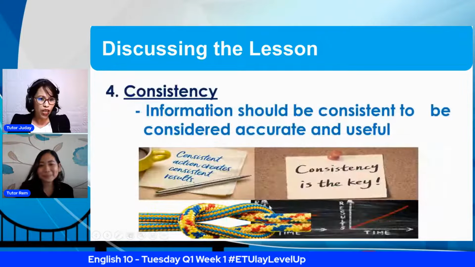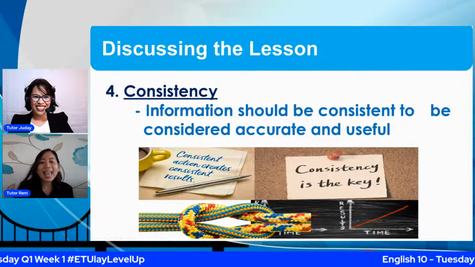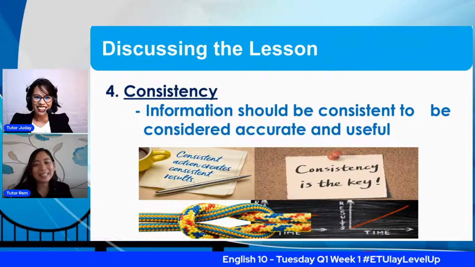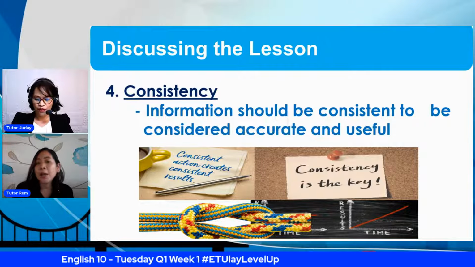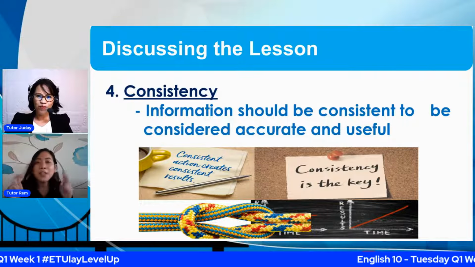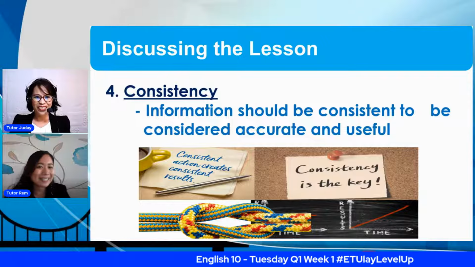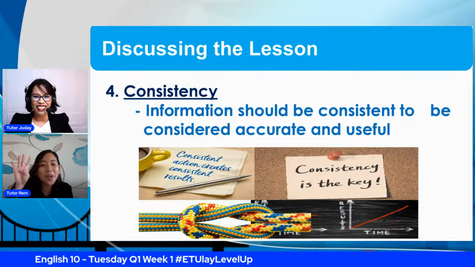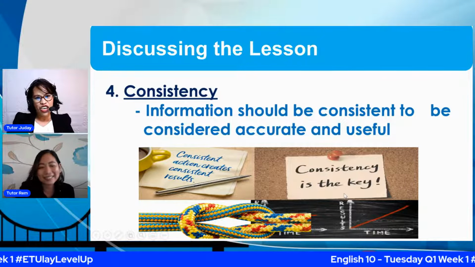And, of course, Tutor Guide Ram, number 4. Now we're down to number 4, consistency. The information should be consistent to be considered accurate and useful. The word there, wanderers, consistency. Now we're down to number 5. What's the fifth one, Tutor Guide Jedi?